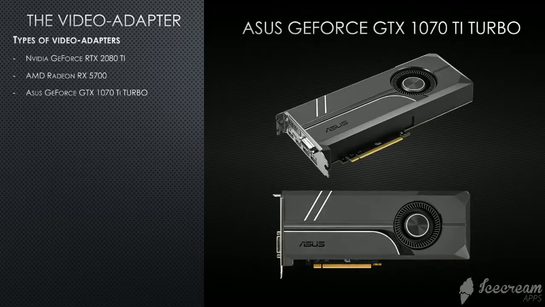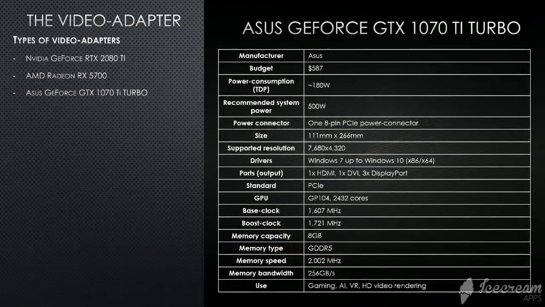Let's do another one. The next would be the Asus GeForce GTX 1070 Ti Turbo. So what do we have here? First, the manufacturer is Asus, and the budget is a little higher than the previous one, $587. The power consumption is the same, 180 watts, and the recommended system power is 500 watts. The supported power connectors are 8-pin PCIe. The size is 111 millimeters by 266 millimeters.